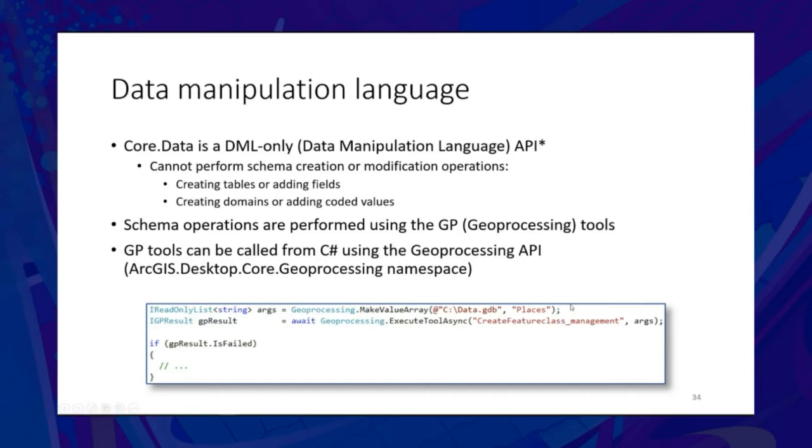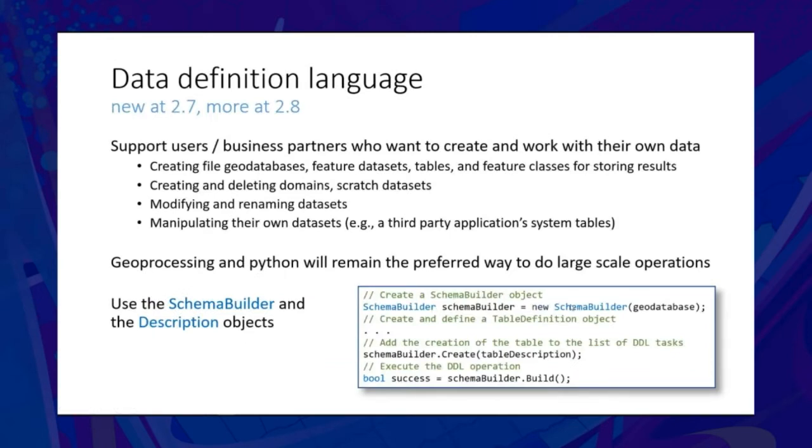Now, due to user feedback starting at Pro 2.7, we decided to extend that or change our focus, where we do actually provide some DDL capabilities with the Pro Managed SDK. Many of you users and business partners actually said, we want to be able to create and work with our own data. We want to be able to create file geodatabases. We want to be able to create tables and feature classes for storing information. We need to be able to create feature datasets for organizing the data. We'd also like to be able to create, delete domains, rename or modify existing datasets. So that is possible now.